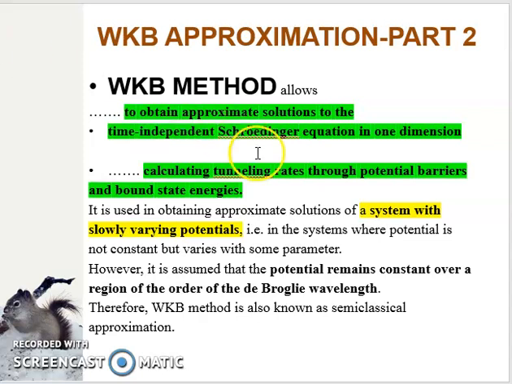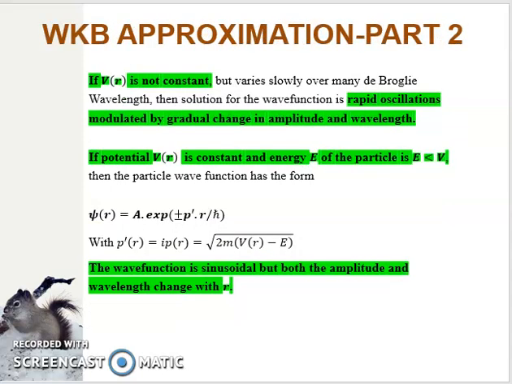We assume that the potential remains constant over a region of the order of the de Broglie wavelength. Therefore, the WKB method is also known as the semi-classical case. Now, if V(r) is not constant but varies slowly over many de Broglie wavelengths, then the solution for the wave function is rapid oscillations modulated by gradual change in amplitude and wavelength.